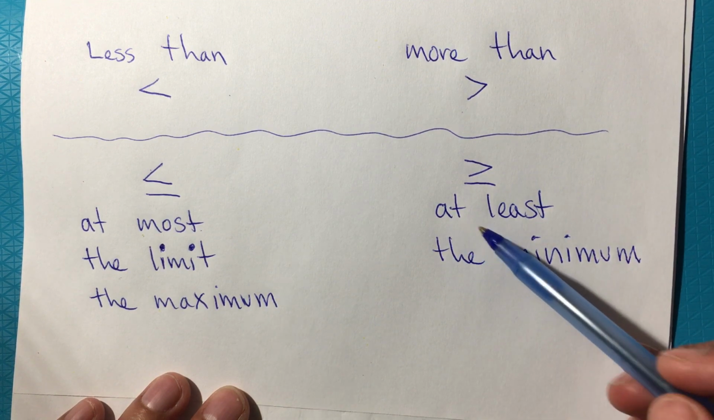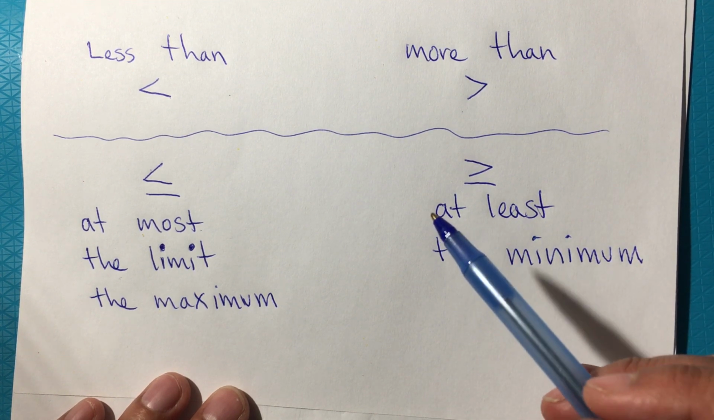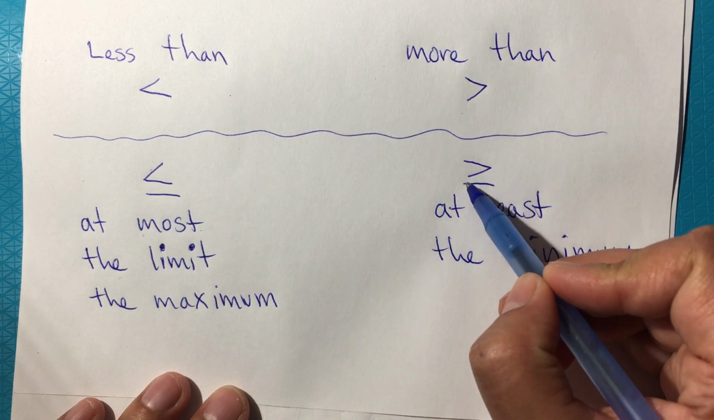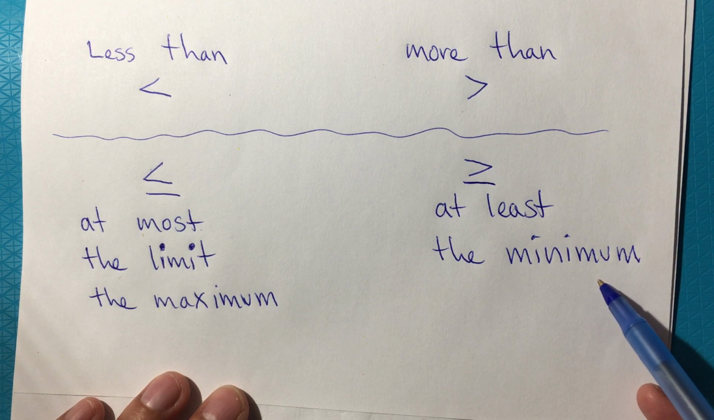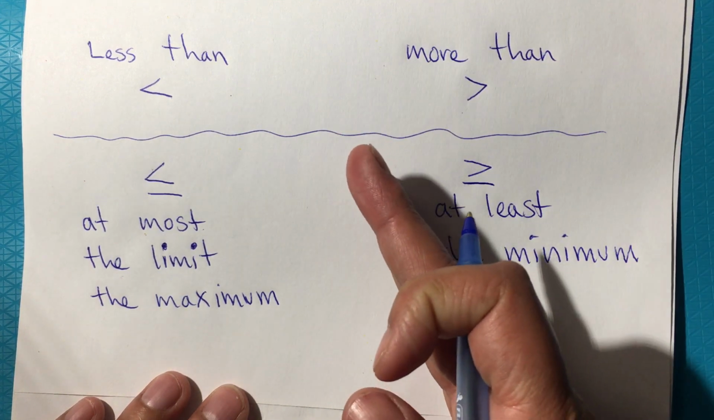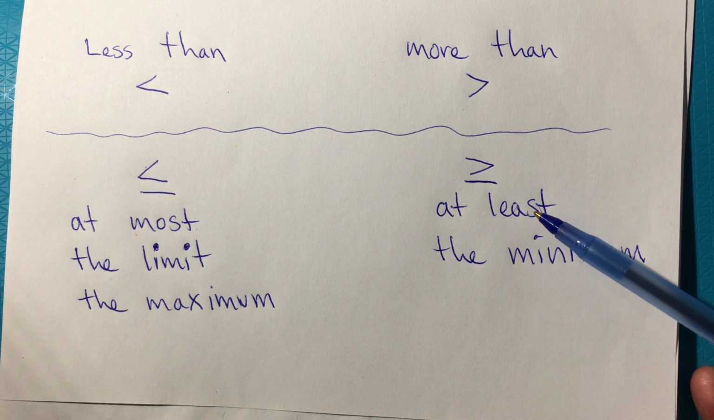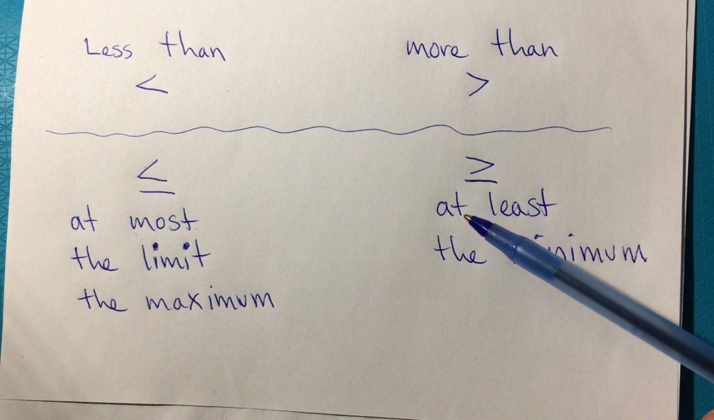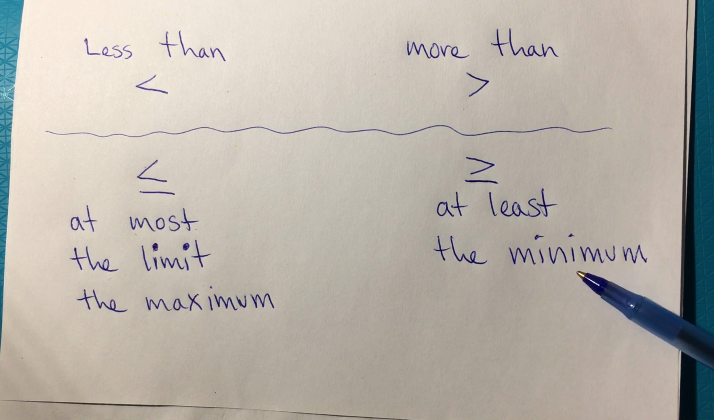For this one, at least, I want to earn at least $26 an hour. That means that I want to earn $26 or more. That's why it has the equal sign in here. The minimum that I want to earn is $1,000 a week. Again, this with the equal sign means I want to earn that amount or more. And again, don't get confused with the word least, which is close to less, but it's not. And minimum means quite the opposite. At least means that or more. The minimum, that or more.